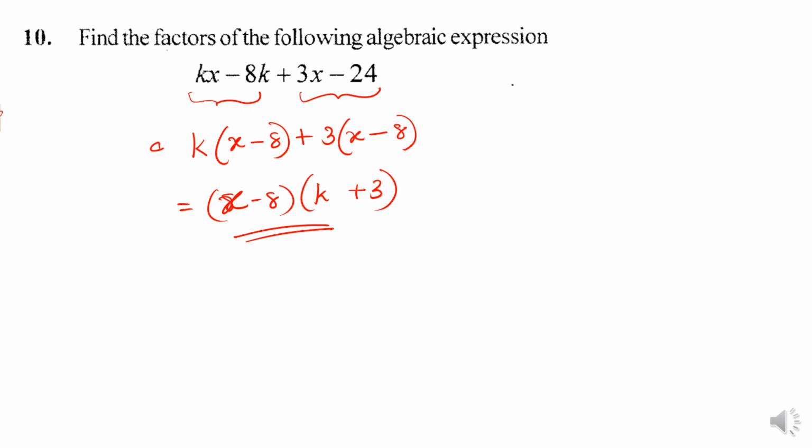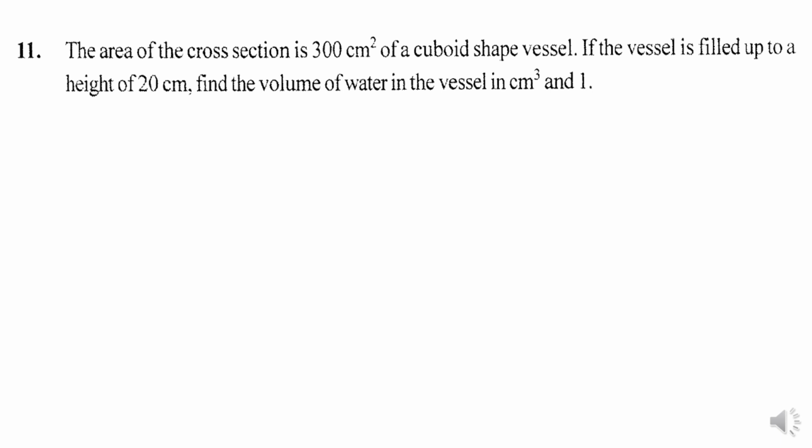Okay, let's go to the next question. The area of the cross section is 300 square centimeters of a cuboid shaped vessel. If the vessel is filled up to a height of 20 centimeters, find the volume of water in the vessel in cubic centimeters. So we will find something like this. We have to come up with a diagram. So let's draw this vessel. This is going to be something like this.